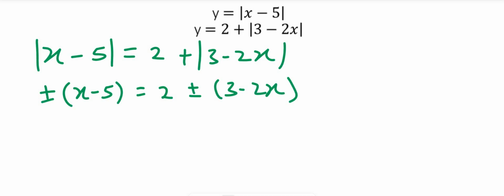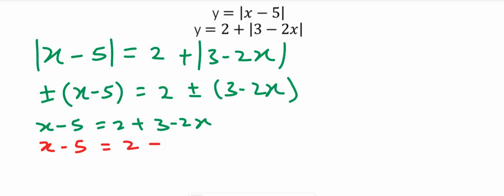The first one is x minus 5 equal to 2 plus 3 minus 2x. Let's say I've used both positive. Let me use positive on the left, negative on the right. I'm using a positive here and a negative here. So I have x minus 5 equal to 2 minus 3 minus 2x. This is the second equation.